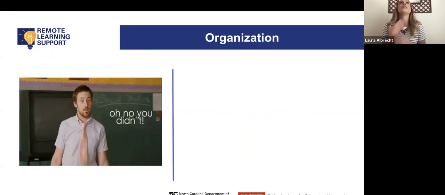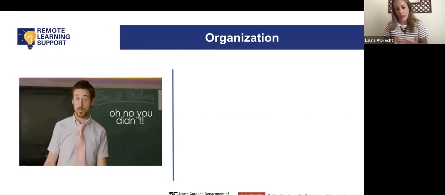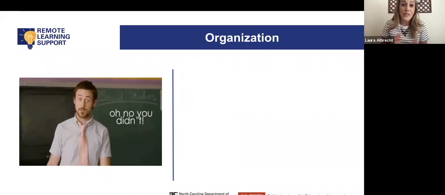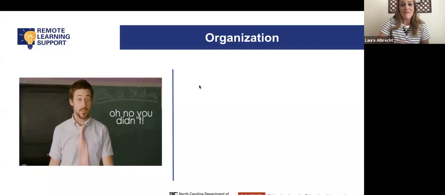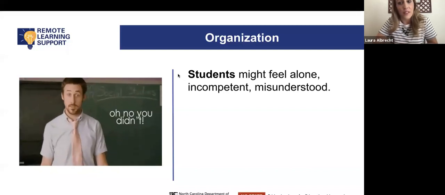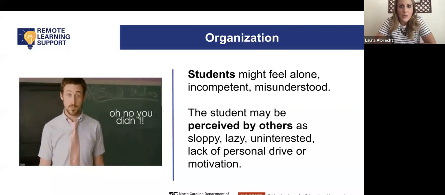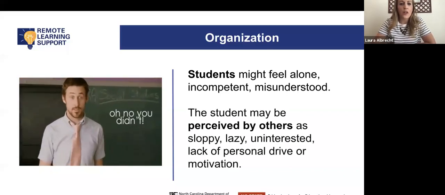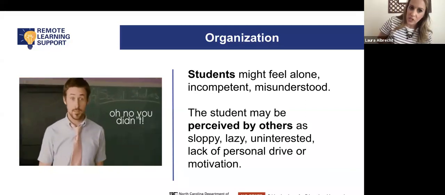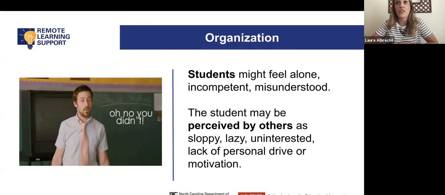And you're thinking, oh, you did not ask me this again. I put it here, I put it there. I've shown you it in this place and that place. But for a student like Gabby, she said, I was trying, I was doing my best. And so she said how she felt alone. She felt misunderstood. She felt like, well, how come I can't do this? She felt incompetent. And so our students who struggle with organization might be perceived as sloppy, lazy, just can't get it together.